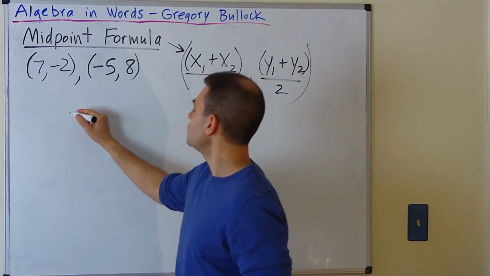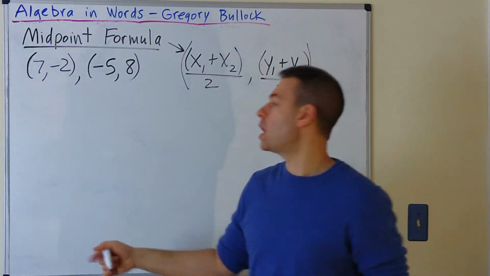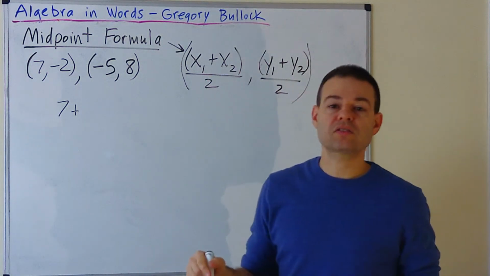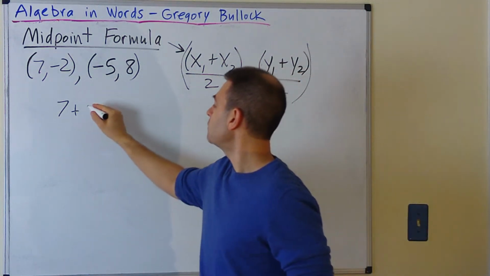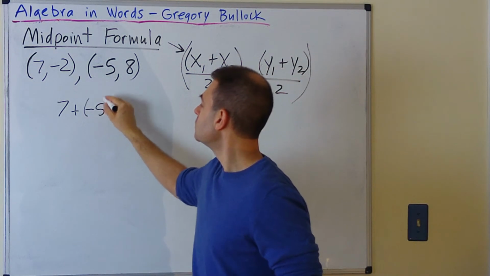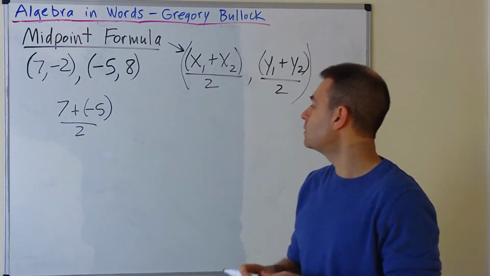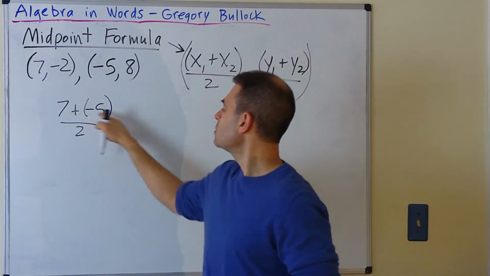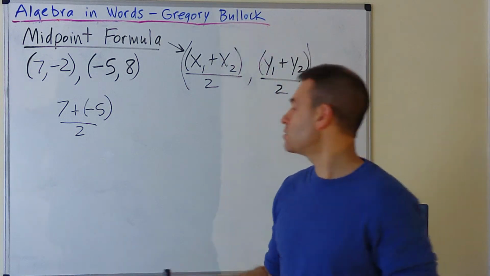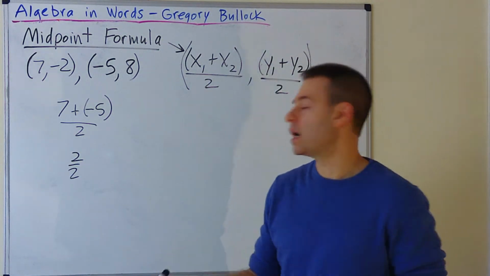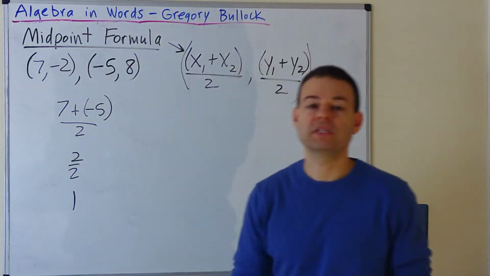So for x, what is x1? 7. What is x2? -5. That's going to go over 2, and let's do that below. 7 minus 5 is 2, so 2 over 2, which makes 1. Let's just put that below.